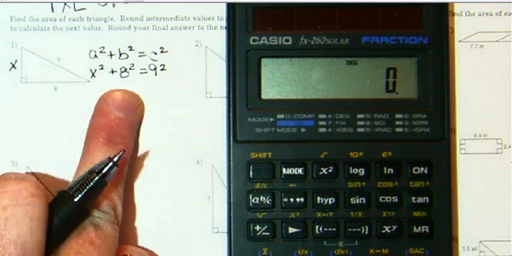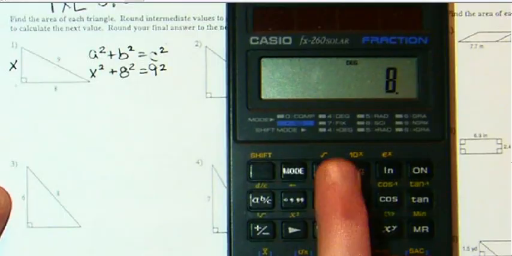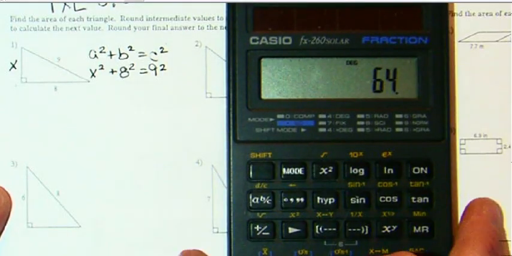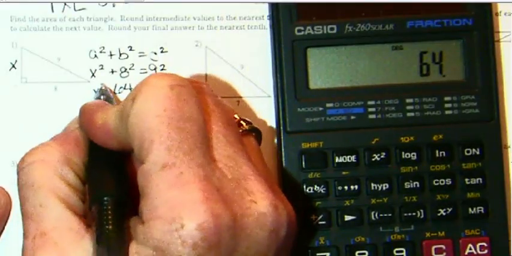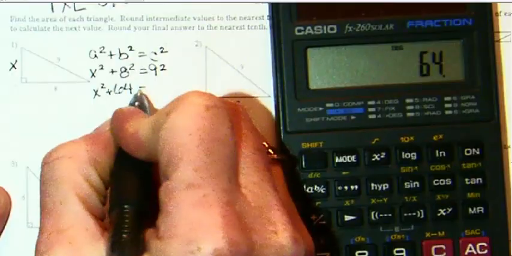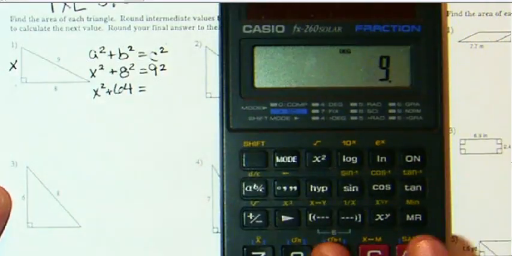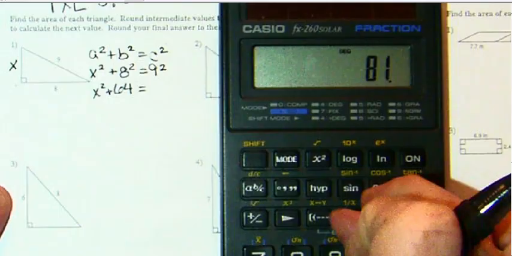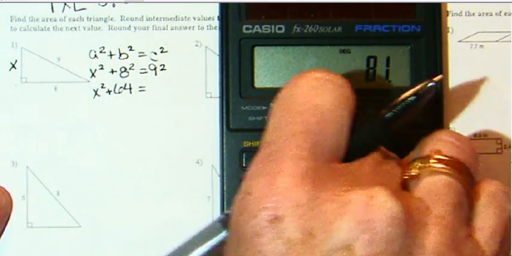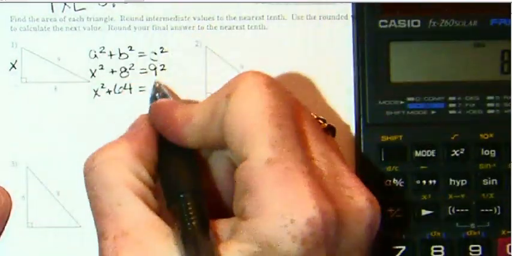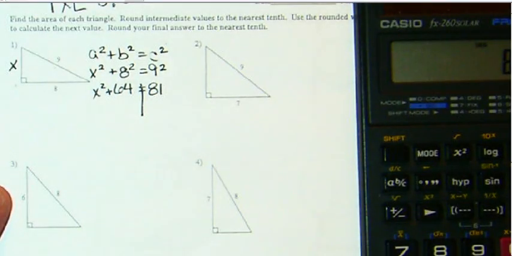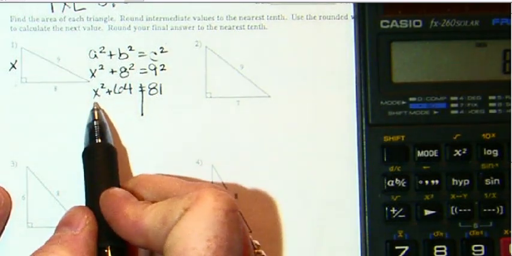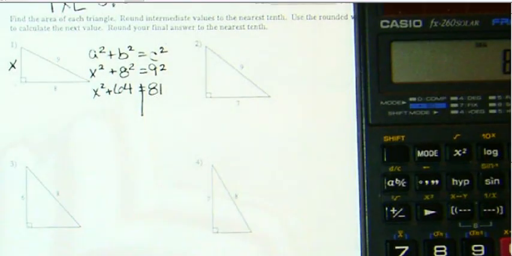So we've got x squared plus, remember, 8 squared. You can do in the calculator, that would give you 64, equals 9 squared. We can do in the calculator, that would give us 81. And when solving for x, you are going to isolate your variable that's being squared. So we have to get rid of this 64.